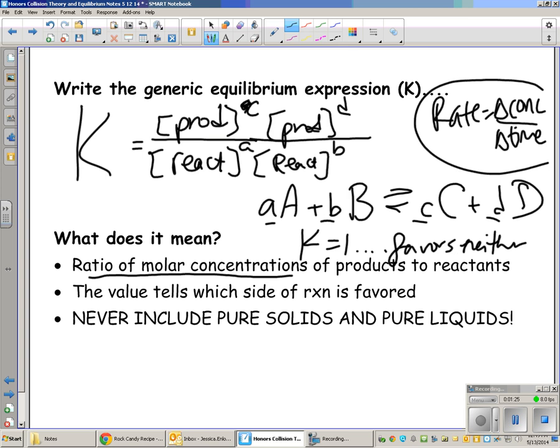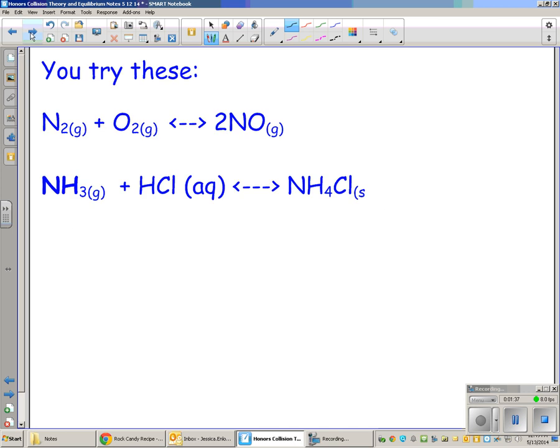Okay, so I told you yesterday the pure solids and pure liquids, we do not include them in our Ks. And I'll go through an example to actually show you what that means. Okay. So we've got gas, gas, gas. Pure solids or pure liquids? No. Okay, so I can include all of these in my K. I'm going to do the first one for you, and then we can do this one together.